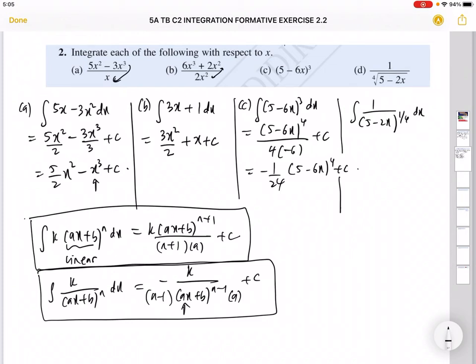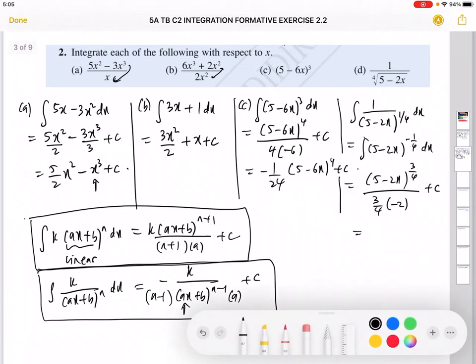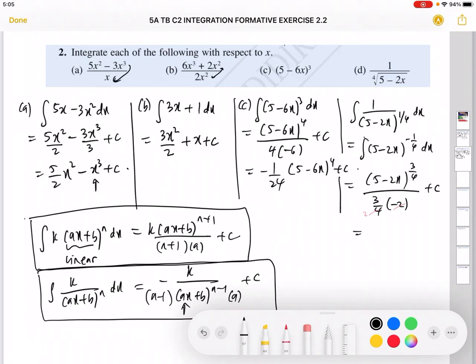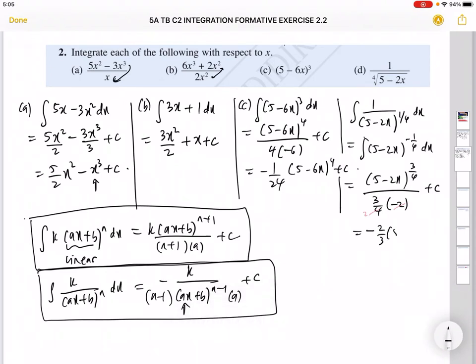Now, so I'm going to bring it up. But if you want to use the second formula also can, you get the same outcome. So let's take the bracket, increase the power by 1, negative 1 over 4 plus 1 is 3 over 4, divide by 3 over 4, differentiate inside the bracket, I get negative 2. Now I can cancel this and flip it up. Now this one, when you cancel, you're left with 2. So when you flip it upside down, it's going to be negative 2 over 3 with a 5 minus 2x power 3 over 4 plus c. Okay?